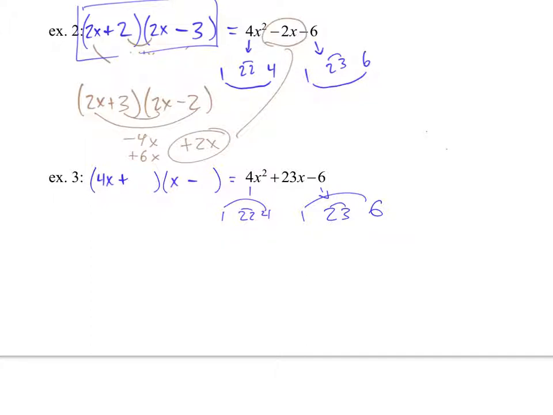Now if we try it, outside is minus 4x, inside plus 6x. Ooh, those almost cancel out, right? So we get a positive 2x. Isn't the 4x has to be on the other side?